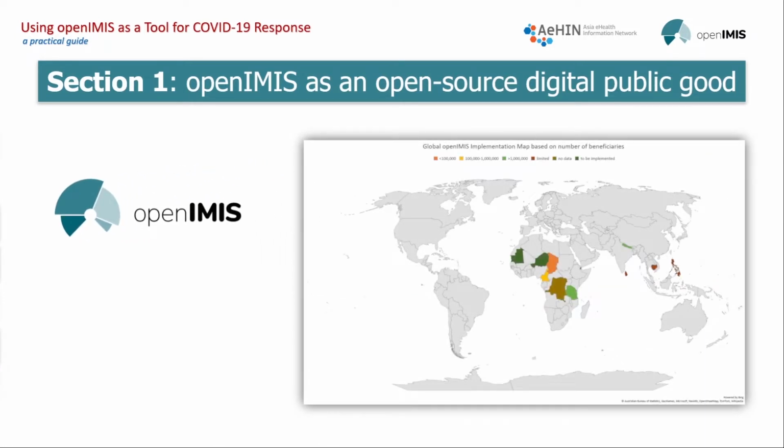openIMIS is currently being used in Cameroon, Chad, Democratic Republic of Congo, Nepal, Tanzania, and the Gambia, managing the needs of over 6.3 million beneficiaries. It also has a regional community of practice in Asia, including the Philippines, Sri Lanka, and Cambodia.